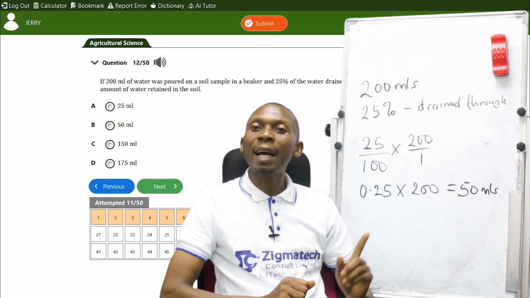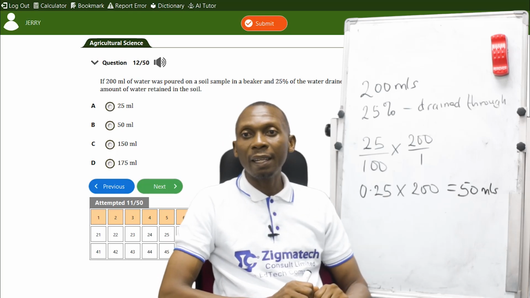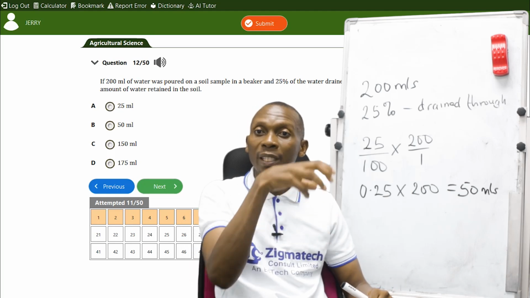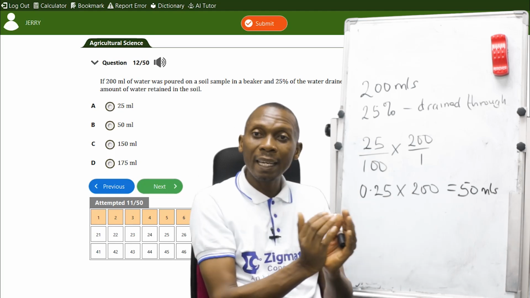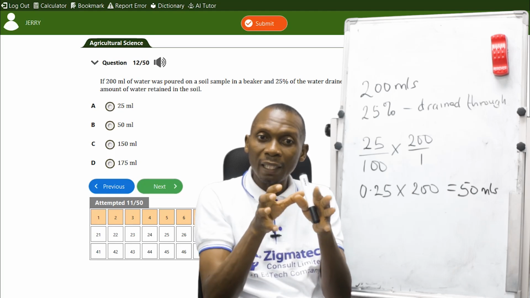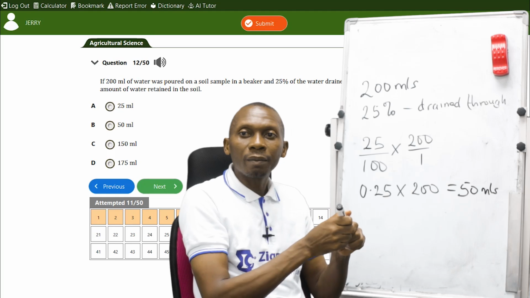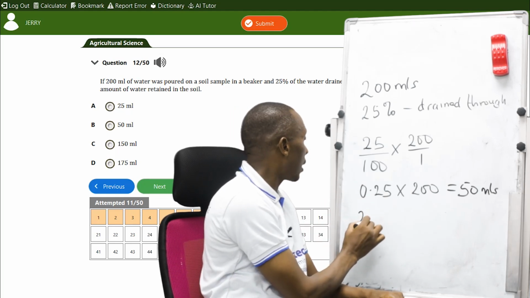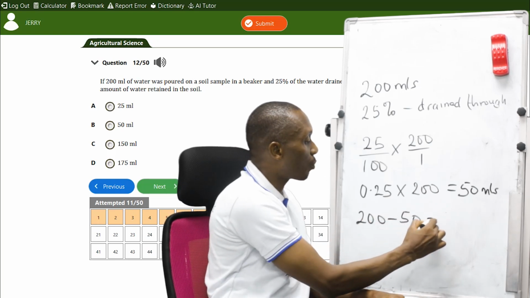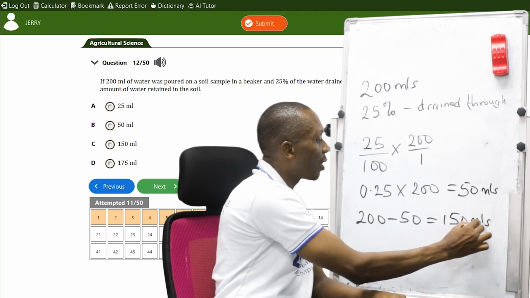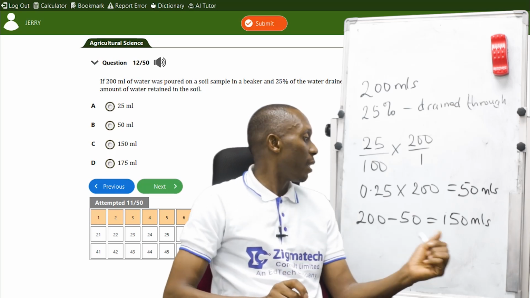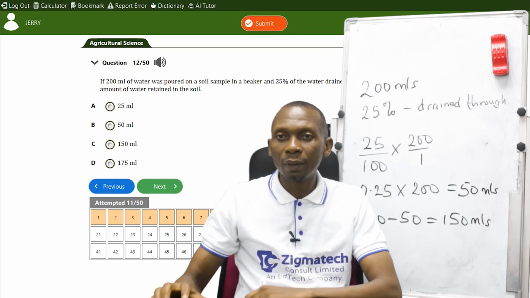Now, the question is to determine the amount of water that is retained in the soil. So if 50 ml passed through, how do we get to know the amount of water that was retained? 50 ml is collected in the beaker, so there's a particular amount of water left in the soil sample. It's just as simple as subtracting the 50 ml from the 200 ml, which gives us 150 ml. So 150 ml is the amount of water that is retained in the soil sample. So the answer is C.